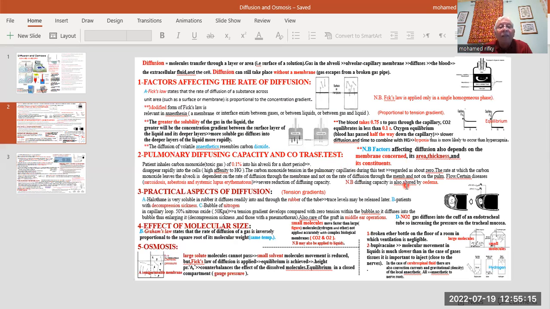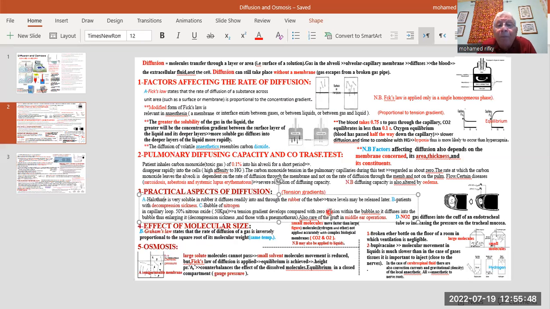You see, the third point I'm going to talk about is the practical aspects of diffusion. We're going to talk about four points. First of all, halothane is known to be absorbed into the rubber containers, as we know before. So this is why nowadays most of the anesthetic apparatus are made of silicone or polyvinyl chloride.